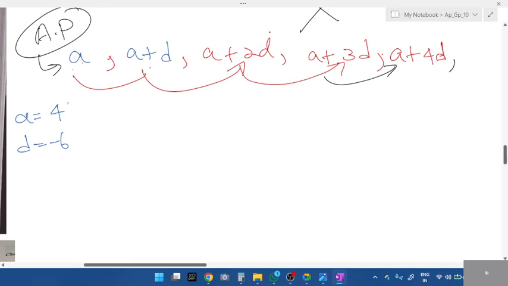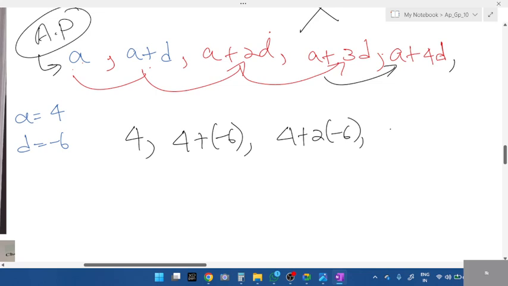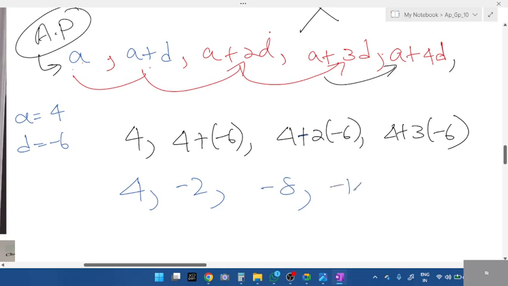Now substitute the value of A. The first value will be 4. Second one, 4 plus minus 6. Third one, 4 plus 2 into minus 6. 4 plus 3 into minus 6. This is the easiest way. 4 minus 6 is minus 2. 4 minus 12 is minus 8. 4 minus 18 is minus 14. These are the options. Option C is the answer.